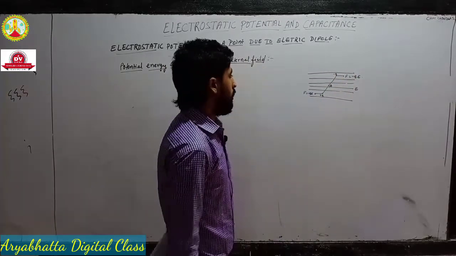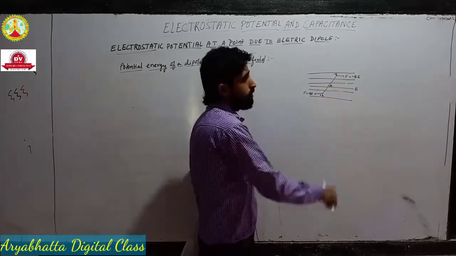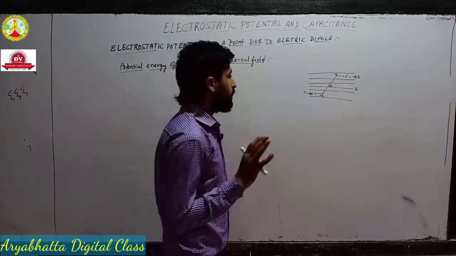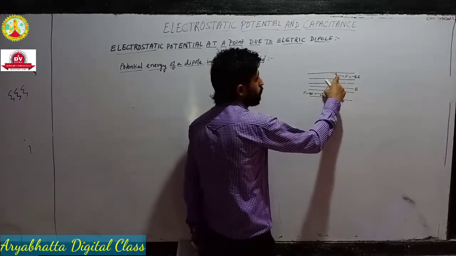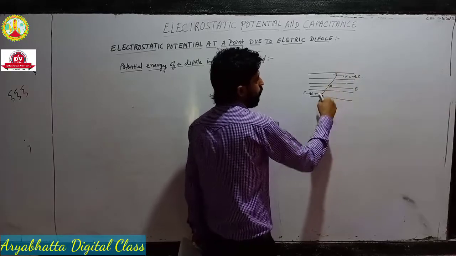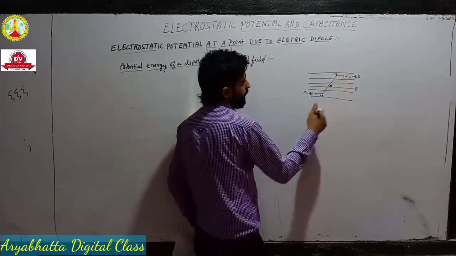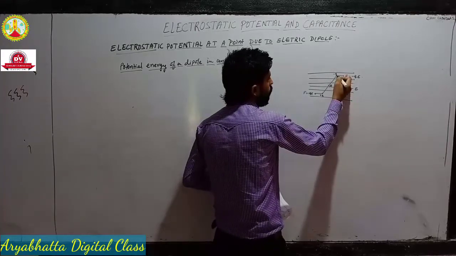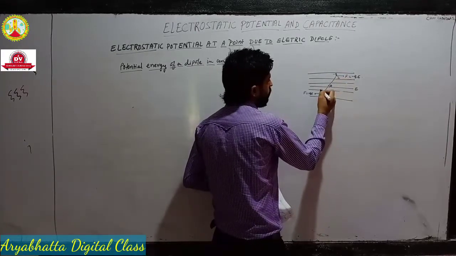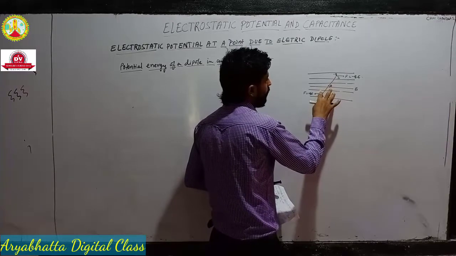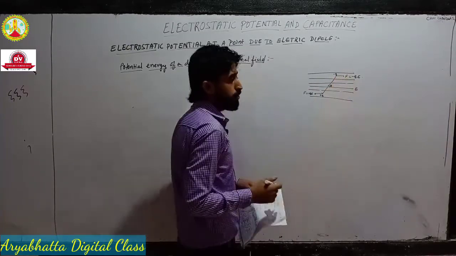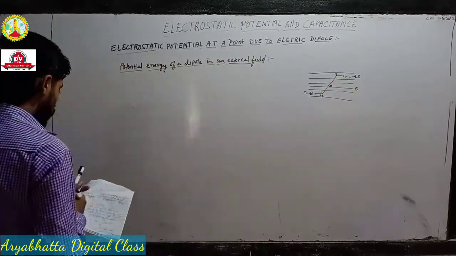So if the charges are of equal magnitude, they are not going to move in this direction or that direction. What they will do is try to rotate. This dipole will try to rotate like this. And if it rotates, you know what will come? Torque is going to be introduced.